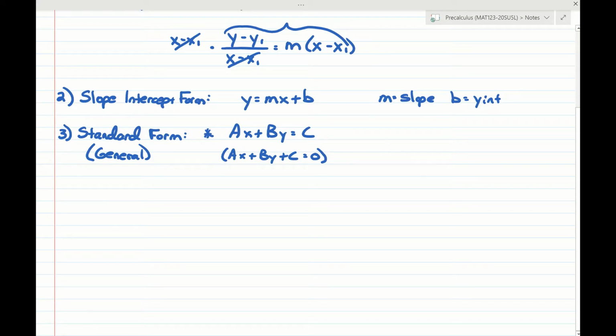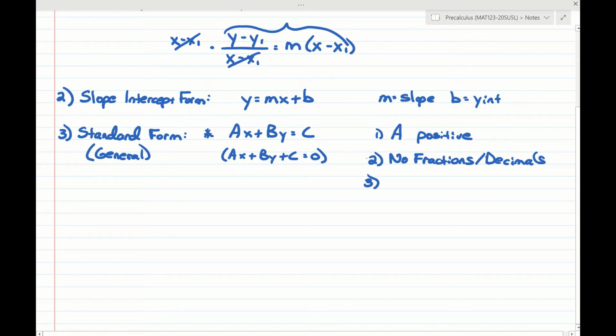A few things I just want to point out. One thing is that a, the leading coefficient, is always positive. If it's negative, you could just multiply the whole equation by -1, and that would take care of that. Second thing is we're not allowed fractions, so no fractions or decimals. And for our equations to be in standard form, we want the x and the y on the same side. So the x always comes first. Those three things get you in standard form.